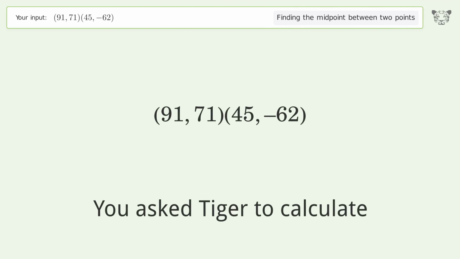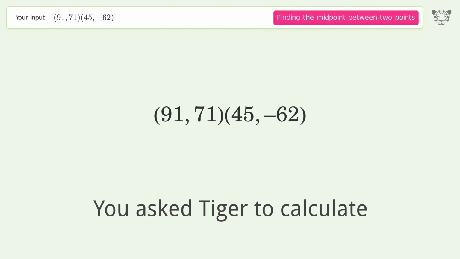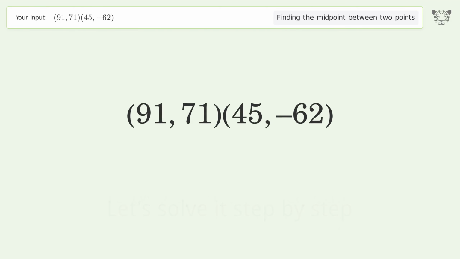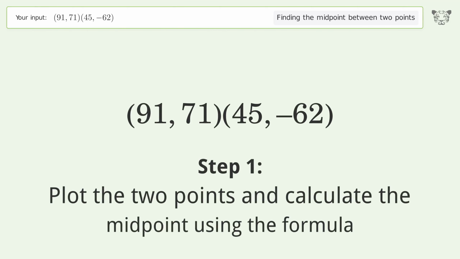You ask Tiger to calculate. This deals with finding the midpoint between 2 points. The midpoint between the 2 points is 68, 4.5. Let's solve it step by step. Plot the 2 points and calculate the midpoint using the formula.